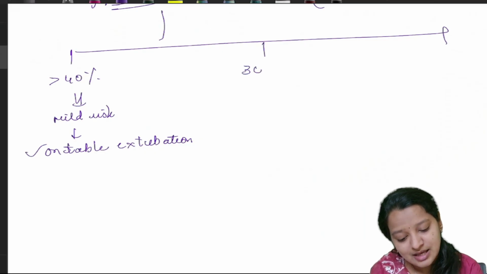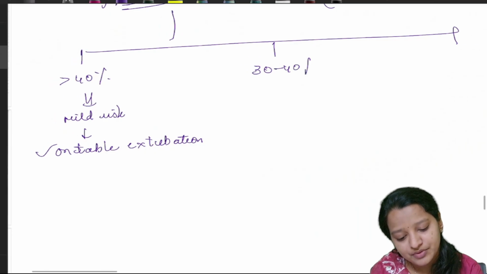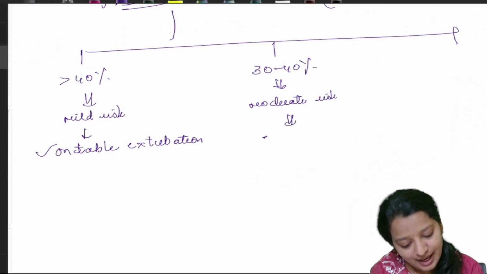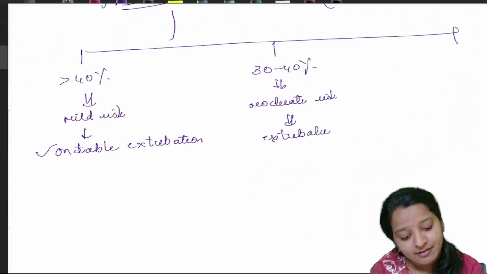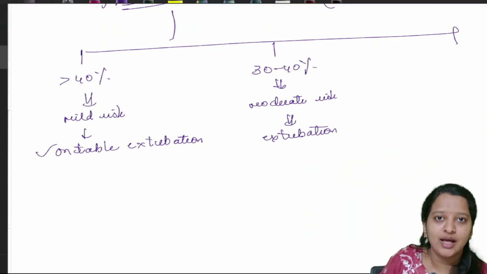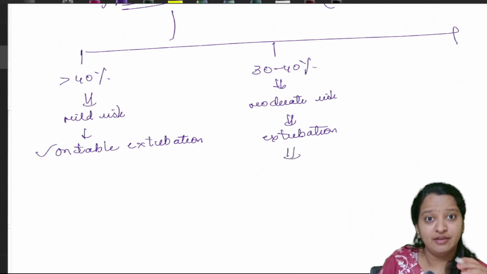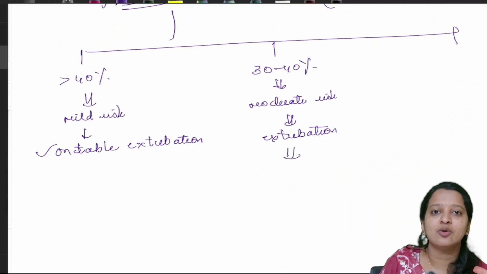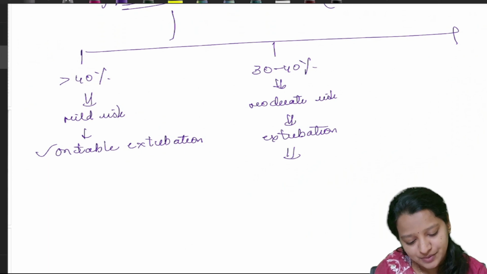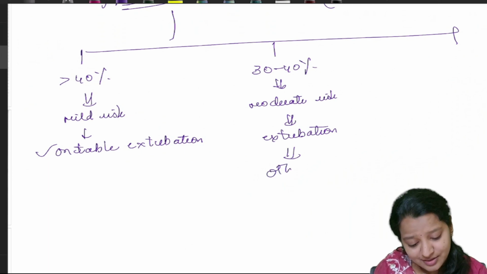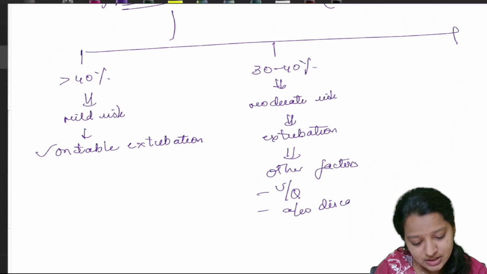If it is between 30 to 40%, it comes under moderate risk category. Here, I can plan extubation on table if the other things are normal, like ventilation, perfusion, scanning, DLCO, everything. And if there are no other associated comorbidities, then I can plan extubation depending on the other factors. Okay. Might be ventilation, perfusion, or associated diseases.